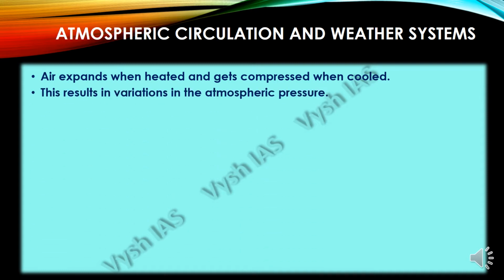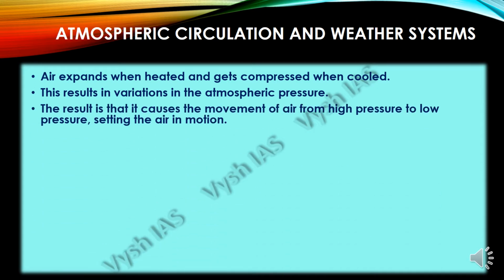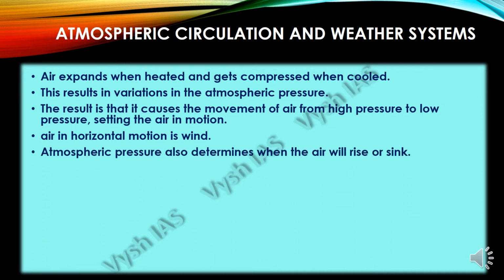So this results in variations in the atmospheric pressure. Because of that, there is the creation of high pressure and low pressure belts and regions. The result is a movement of the air, which will lead the air to go from a high pressure zone to a low pressure zone. So this will set the air in motion. We all know that air moving in horizontal motion is called wind, or moving air is wind.